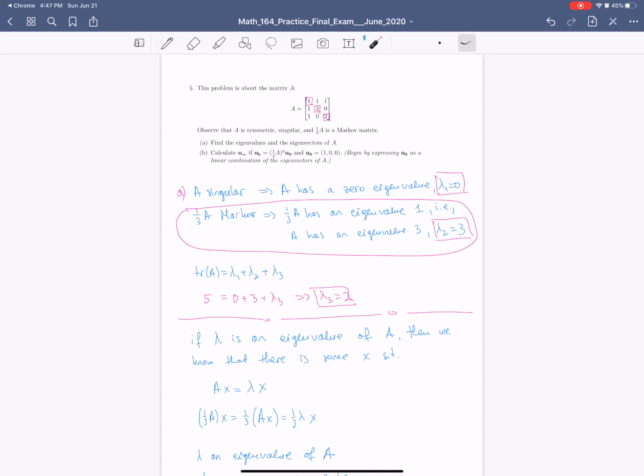Then it says calculate U infinity if U_k equals this, and this is your vector U zero. So you have a U naught, and there are some instructions. It says, begin by expressing U naught as a linear combination of the eigenvectors of A. So let's follow those instructions and see what happens.